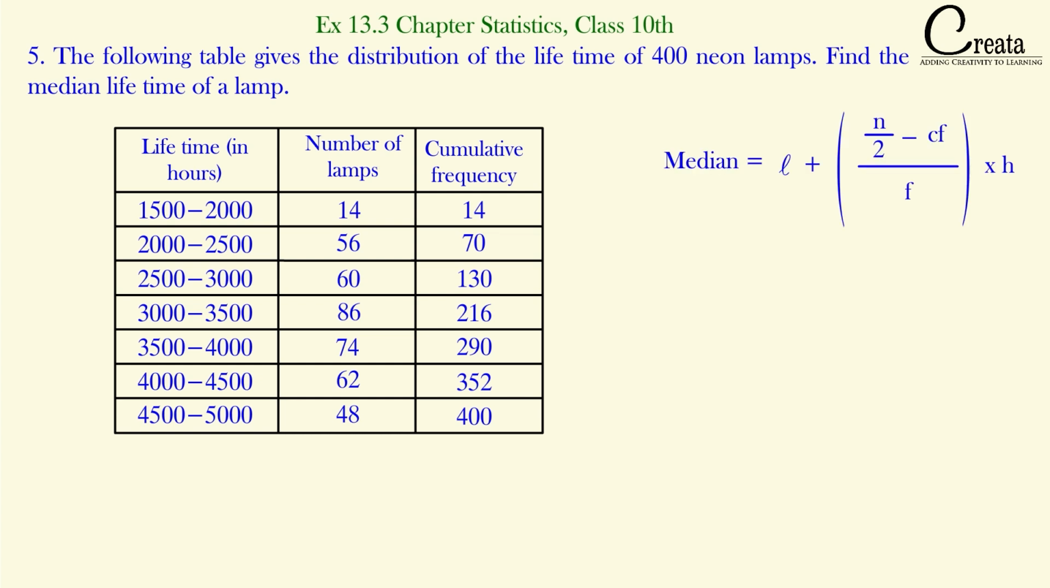Our next step in the median is calculating n by 2. N is given as 400. So n by 2 is 400 upon 2, which is 200. Okay, we got n by 2.